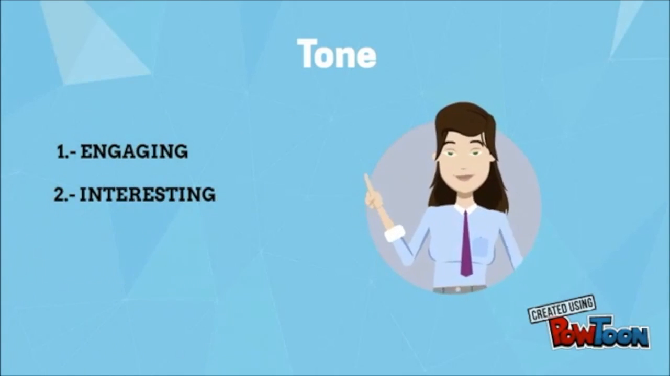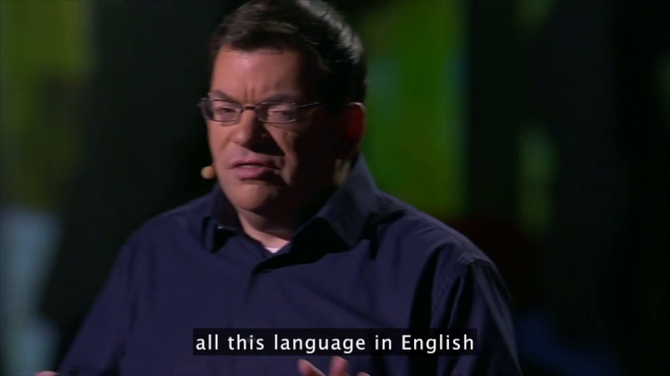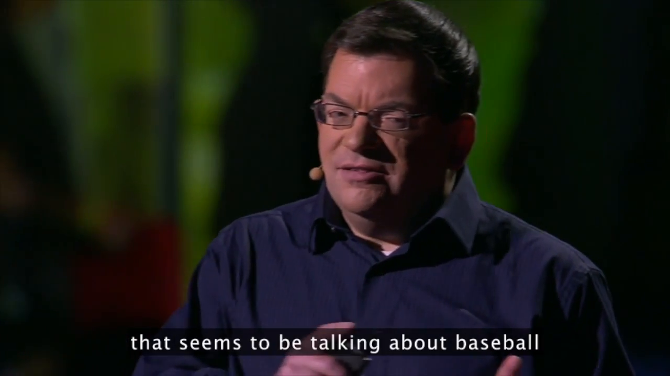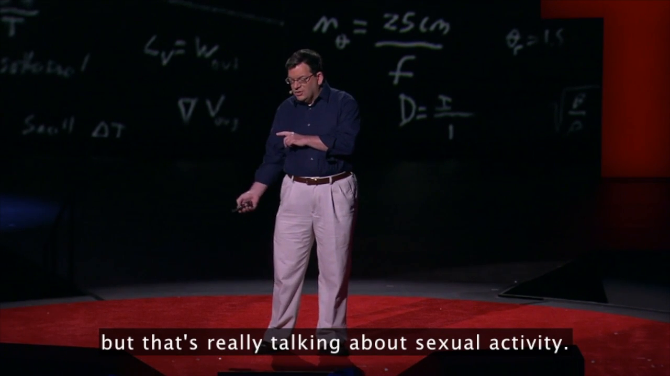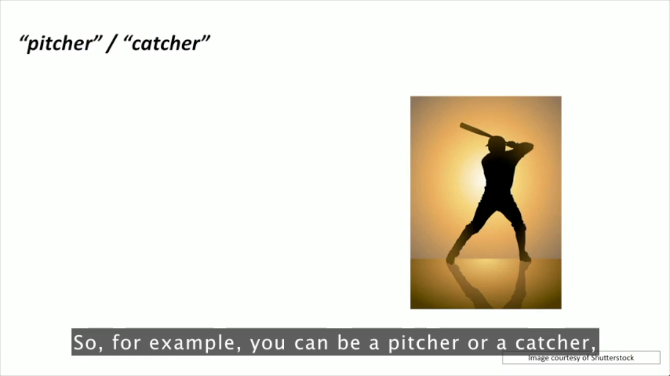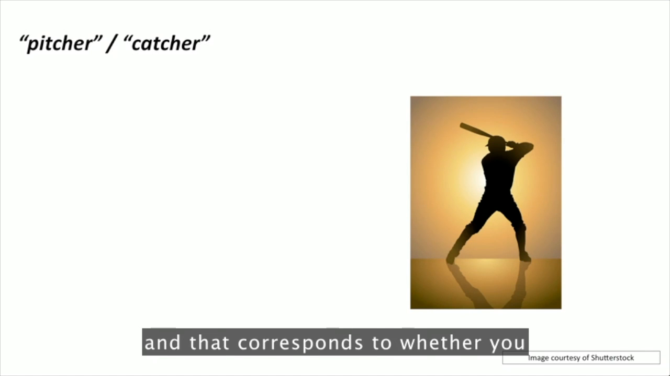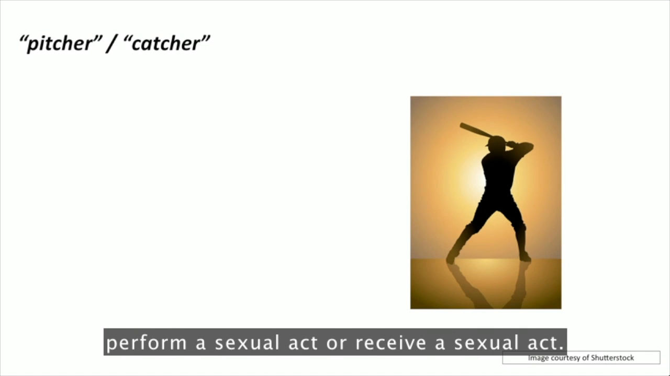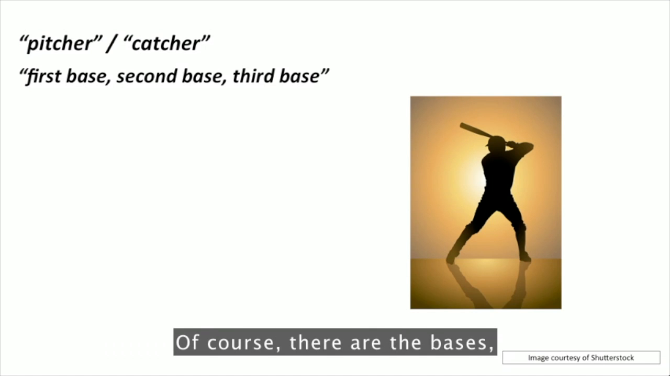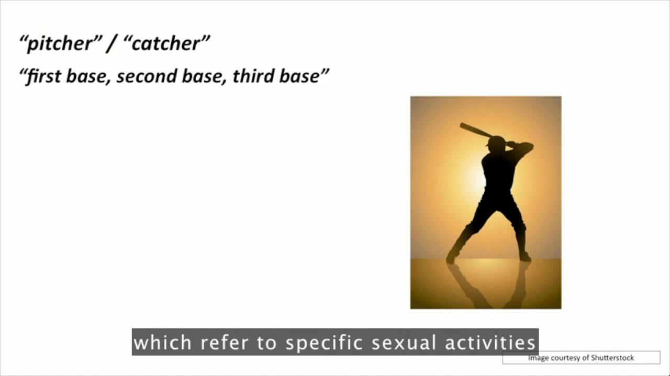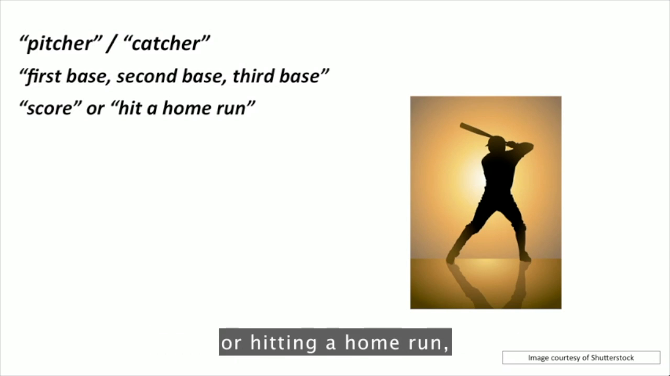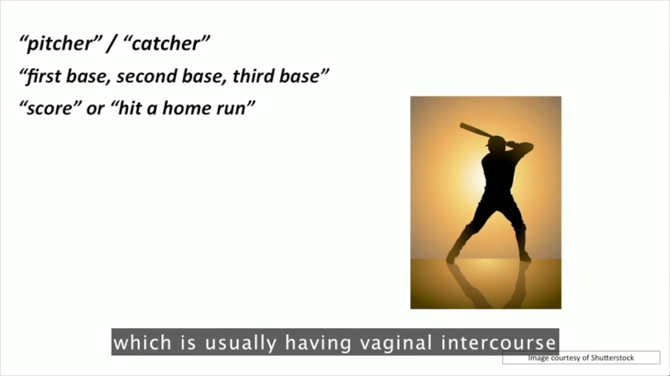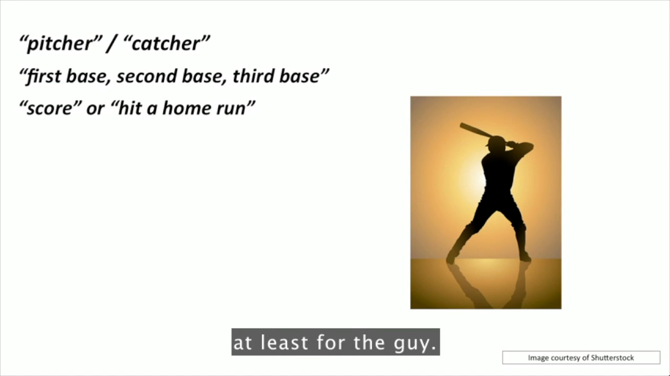Interesting. And we know that because there's all this language in English that seems to be talking about baseball, but that's really talking about sexual activity. So, for example, you could be a pitcher or a catcher, and that corresponds to whether you perform a sexual act or receive a sexual act. Of course, there are the bases, which refer to specific sexual activities that happen in a very specific order, ultimately resulting in us scoring a run or hitting a home run, which is usually having vaginal intercourse to the point of orgasm, at least for the guy.